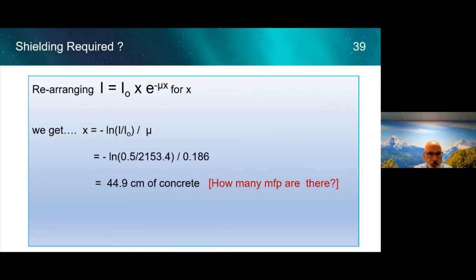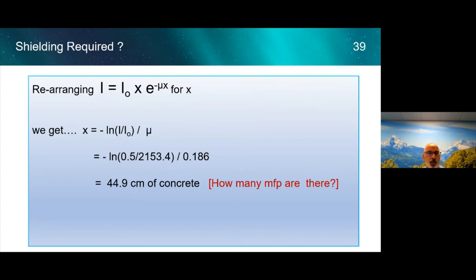So rearranging for x, we get x equals minus the natural log of I over I naught, divided by the linear attenuation coefficient. So substituting the numbers in there, we can see that our initial thickness of x, we're going to take a stab at x being 44.9 centimetres of concrete.